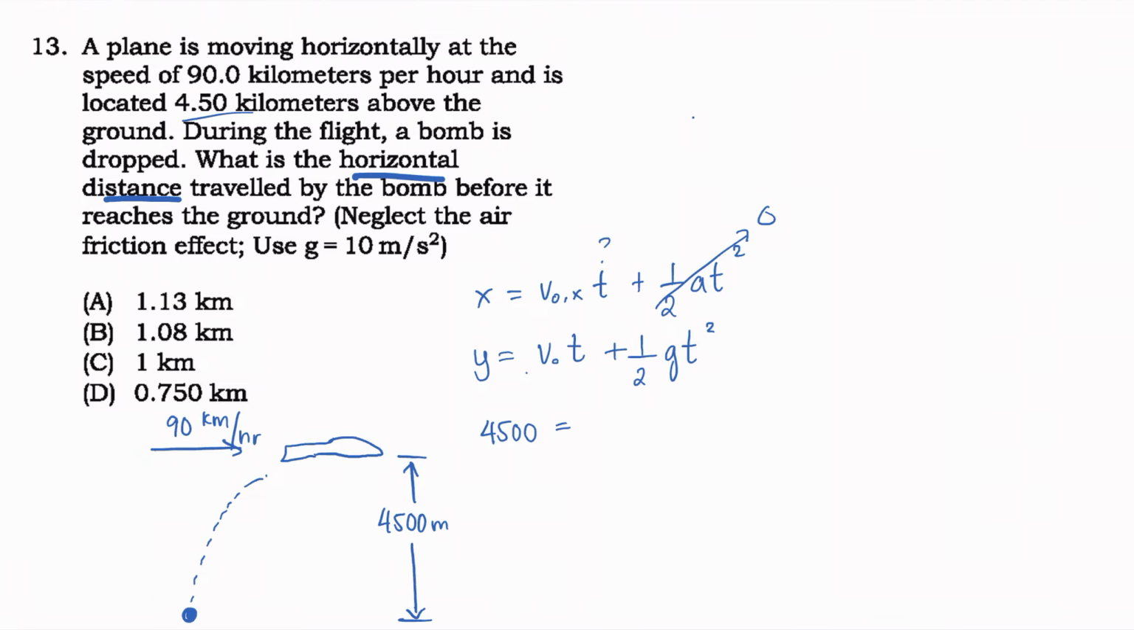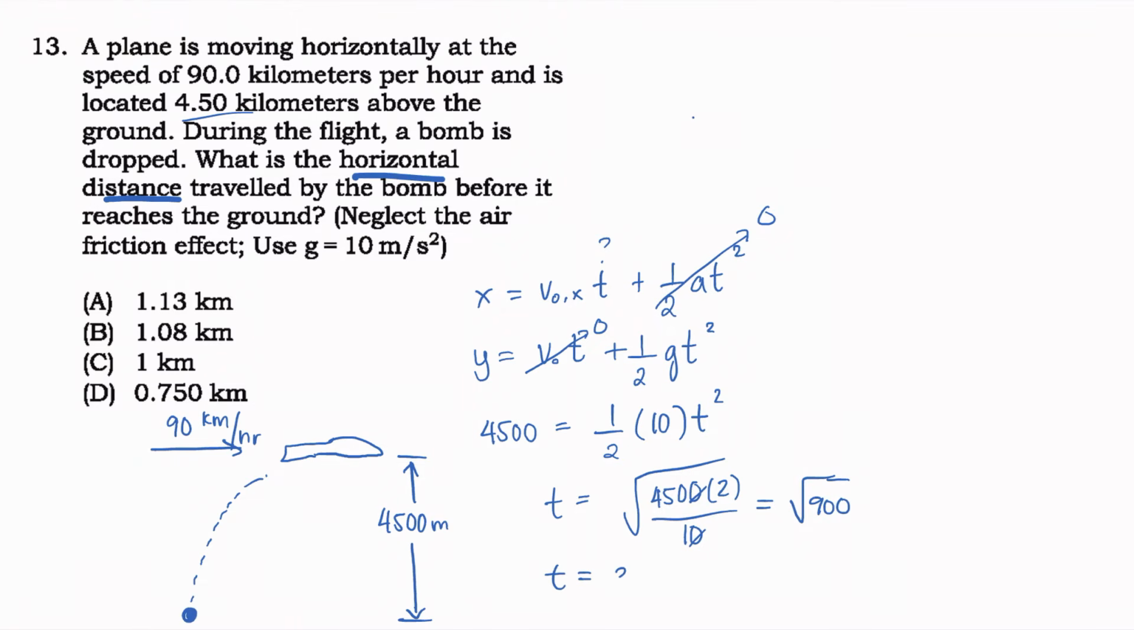Since hinahanap natin yung time and we're only concerned with the magnitude, ginawa na nating positive yung gravity. Yung elevation ay equal siya sa 4,500 equals yung initial velocity with respect to y is 0 kasi dinrap naman yung bomb. So, before, stationary lang siya nung nasa taas siya. So, we're left with 1/2 times gravity times time squared. So, yung t, makahanap na natin siya, square root of 4,500 times 2 all over 10. So, cancel yung 0. 450 times 2 is equal to 900. So, square root of 900. Yung time is equal to 30 seconds.